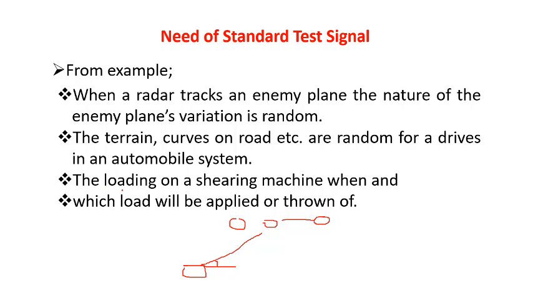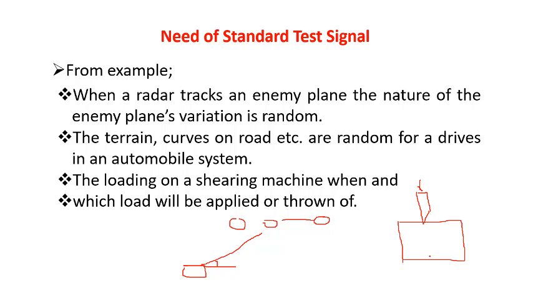Then coming to loading on a shearing machine, when we are going to shear it. Initially there is a big block, so the thickness of the block is high, and we are going to shear it with the help of a blade. This blade applies the load, and as the thickness is high in the beginning, it will have high resistance. As it keeps cutting down, the thickness is going to reduce.